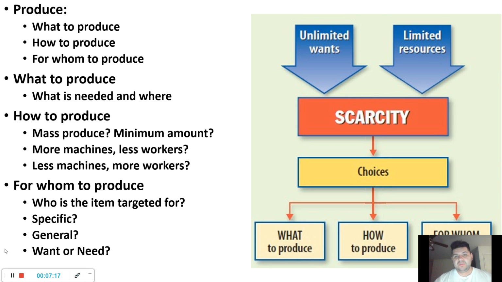Now, when it comes to producing, there's three things you've got to look at. One, what to produce. Two, how to produce it. And three, for whom are you producing the stuff? So let's look at the first one. It's what to produce. Now, it's one thing to say, you know what, I'm going to make a McDonald's. Great, but how many McDonald's are there in your town? Now, if there's more than, let's say, 10, you don't need another McDonald's.